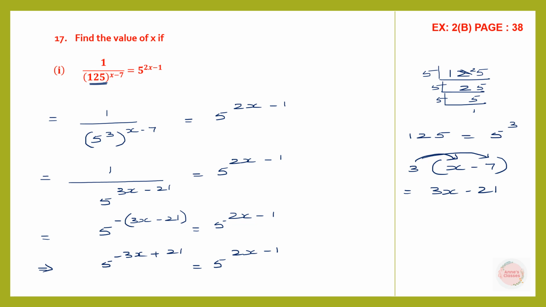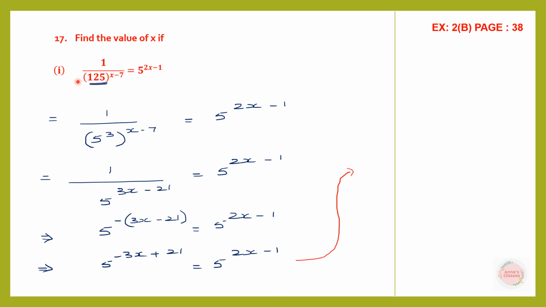Now can you see, children, here the base has now become the same. If bases are equal, that means the powers are also equal. So we are going to make this equal and find the value of x. So I will continue this here. Let's take only the powers, which is minus 3x plus 21 is equal to 2x minus 1. I hope you understood this part. When the base is equal, then the powers also are equal. That's why I wrote minus 3x plus 21 is equal to 2x minus 1.